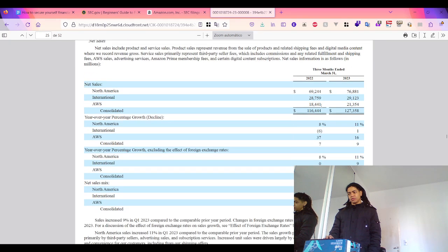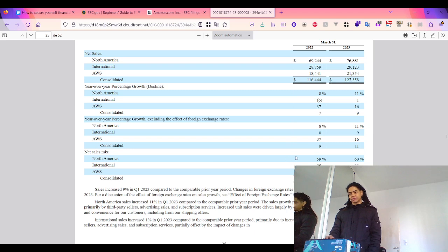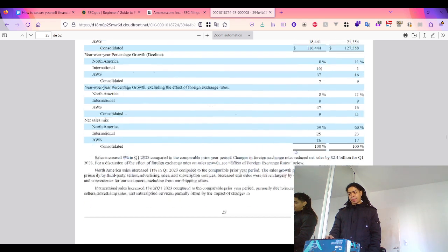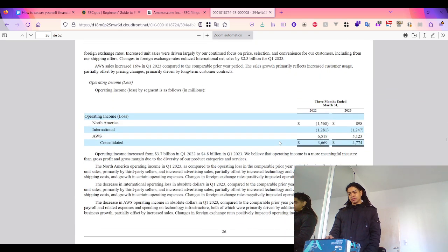So this is their quarter for that. So in North America, in international, this having a slight effect on the net sales mix. Sales increased 9% in quarter one 2023 compared to the comparable prior year period. And operating income losses.